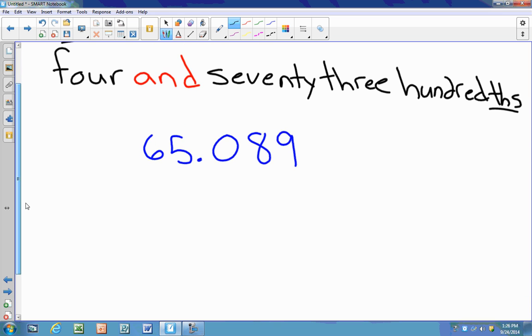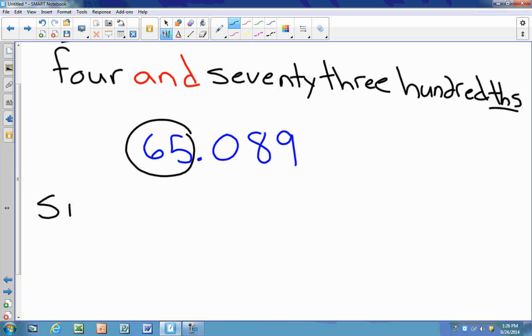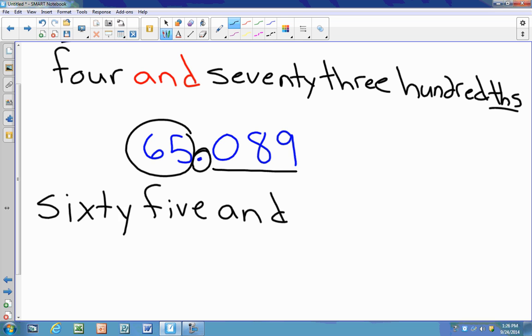Here's another example. I start with my left side of the decimal, which is 65. And then my decimal right here tells me the word and. I read my next part, which is 89, and this right here is the thousandths place, so I write 89 thousandths.